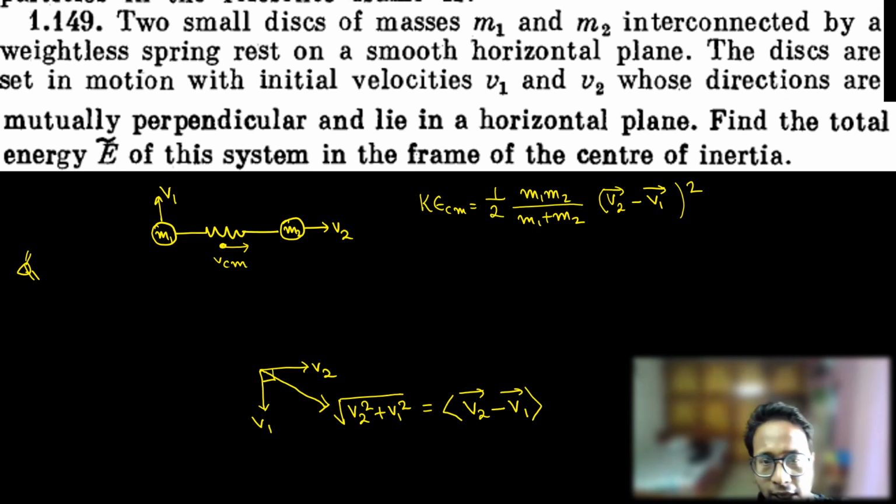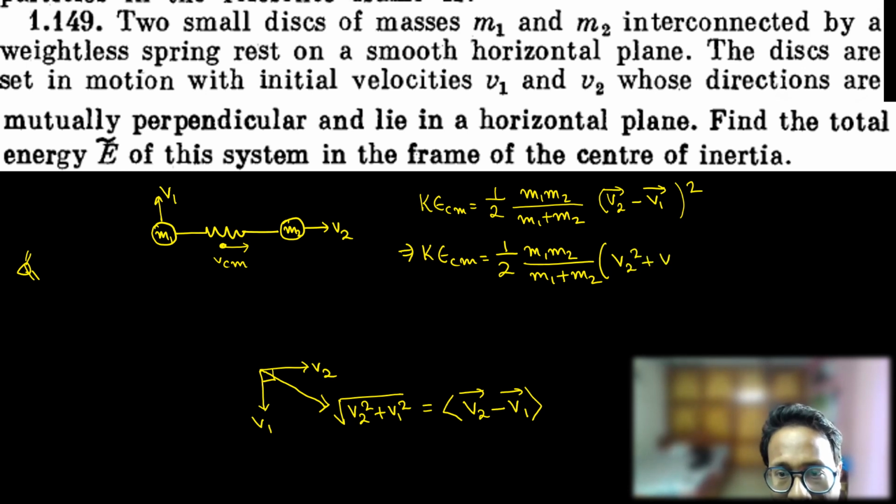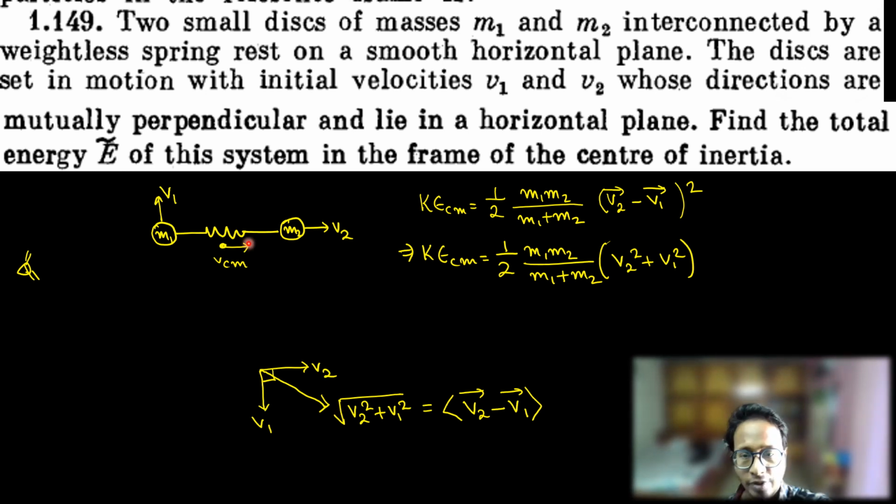And here, what is the magnitude of v2 minus v1? Under root of v2 square plus v1 square. So the kinetic energy of the center of mass is equal to half into the equivalent mass, m1 m2 divided by m1 plus m2, into v2 square plus v1 square, and the under root of this square would be nothing but this parameter. What I'm going to discuss here is more important.